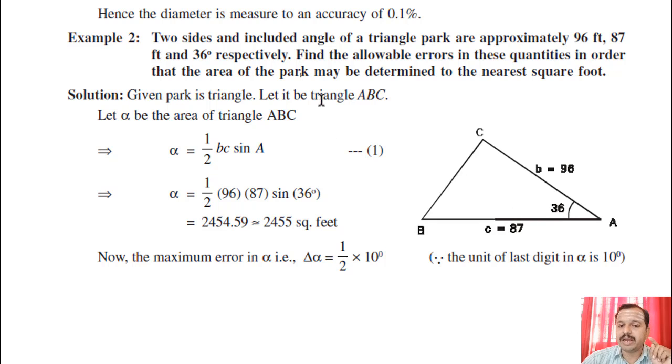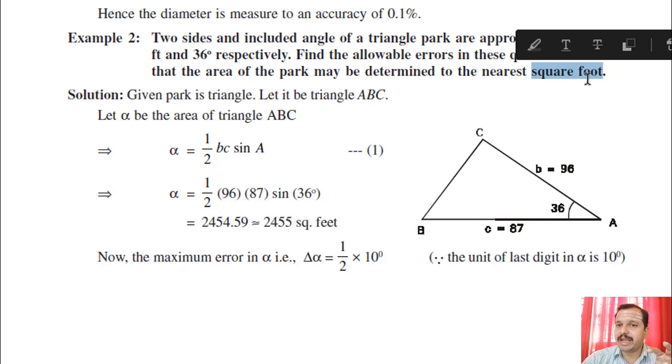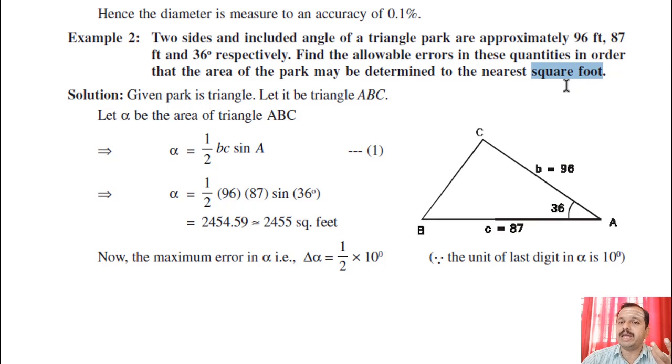We have to find the allowable errors in these quantities in order that the area of the park may be determined to the nearest square foot. Area is always measured in terms of square units. Here the units are feet. Therefore, the area is in square feet, and whatever total area we get is to be rounded to the nearest square foot. That is the error in the total area, and we have to find out what are the possible errors in the two sides and one angle.